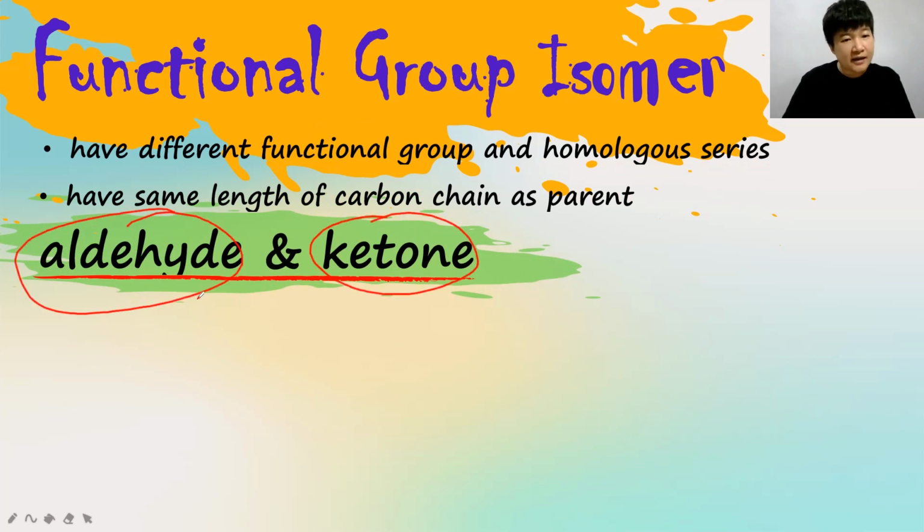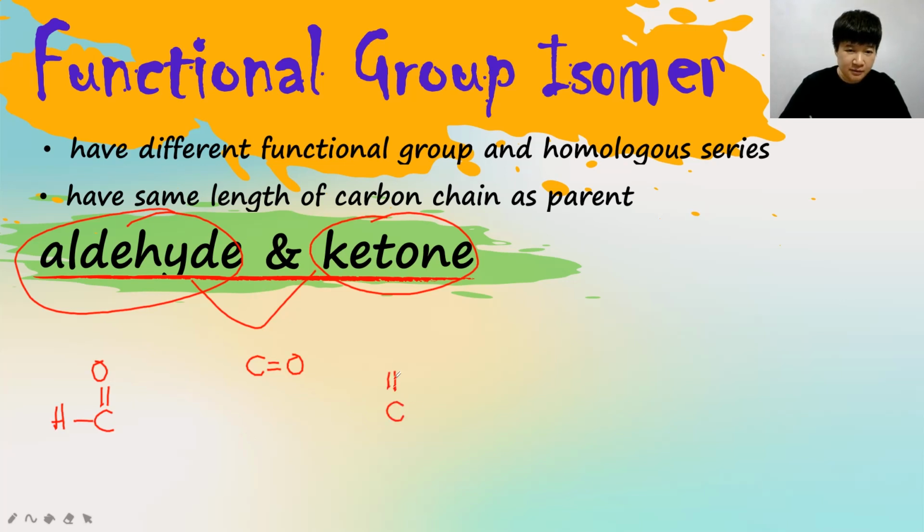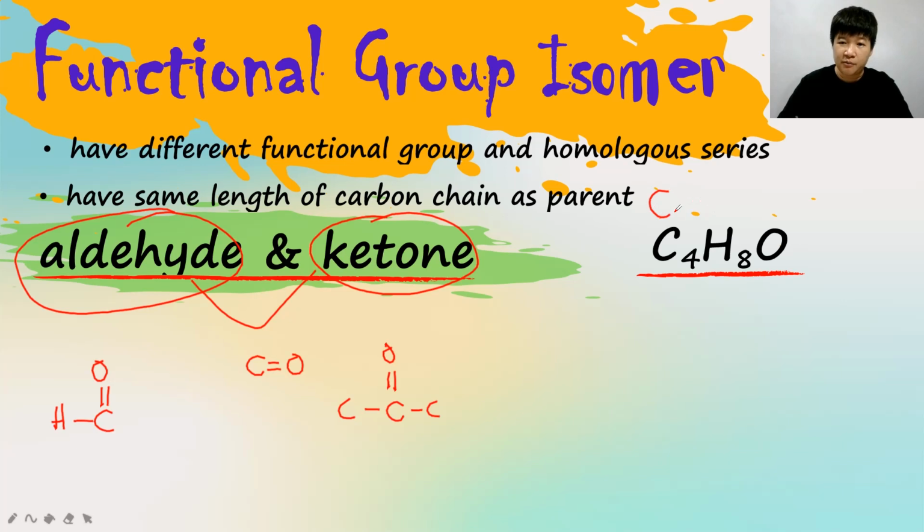Next, we have aldehyde and ketone. What makes aldehyde and ketone special is both of them holding C double bond O. But what makes them different is the C double bond O in aldehyde must be holding next to a hydrogen. While for ketone, the C double bond O must be sitting in between the carbon. That is the reason why they are sharing the same general formula, CnH2nO.